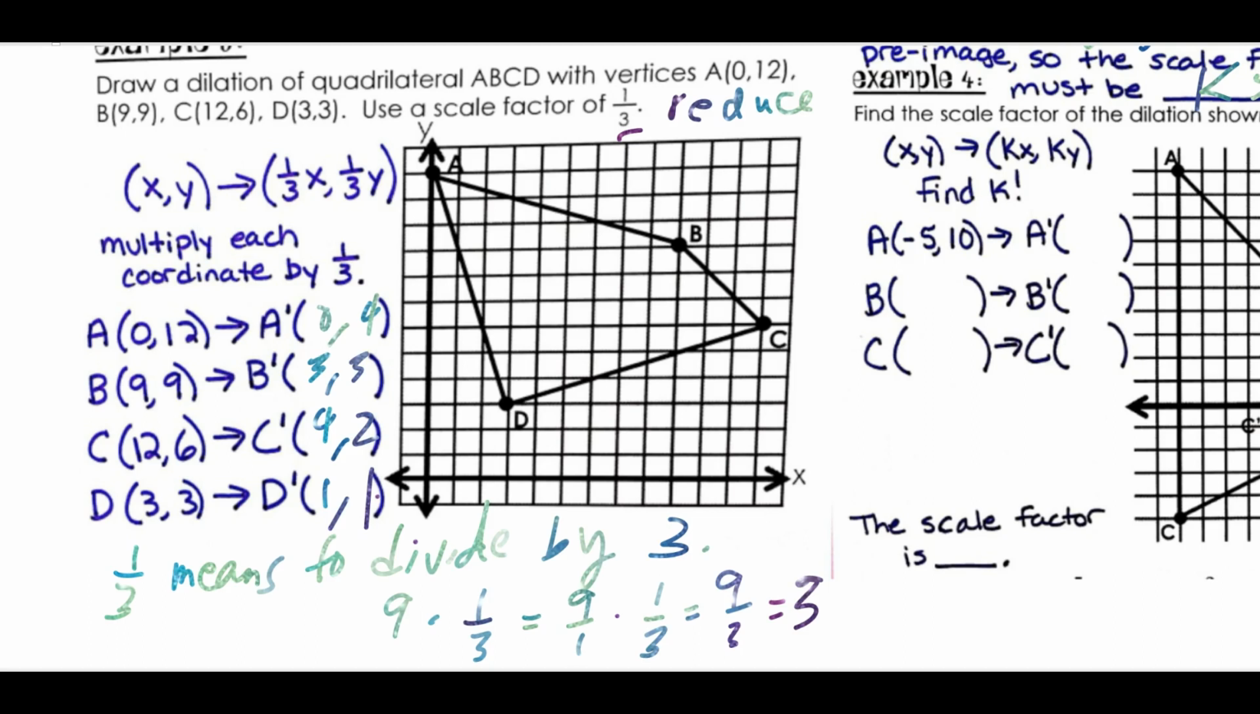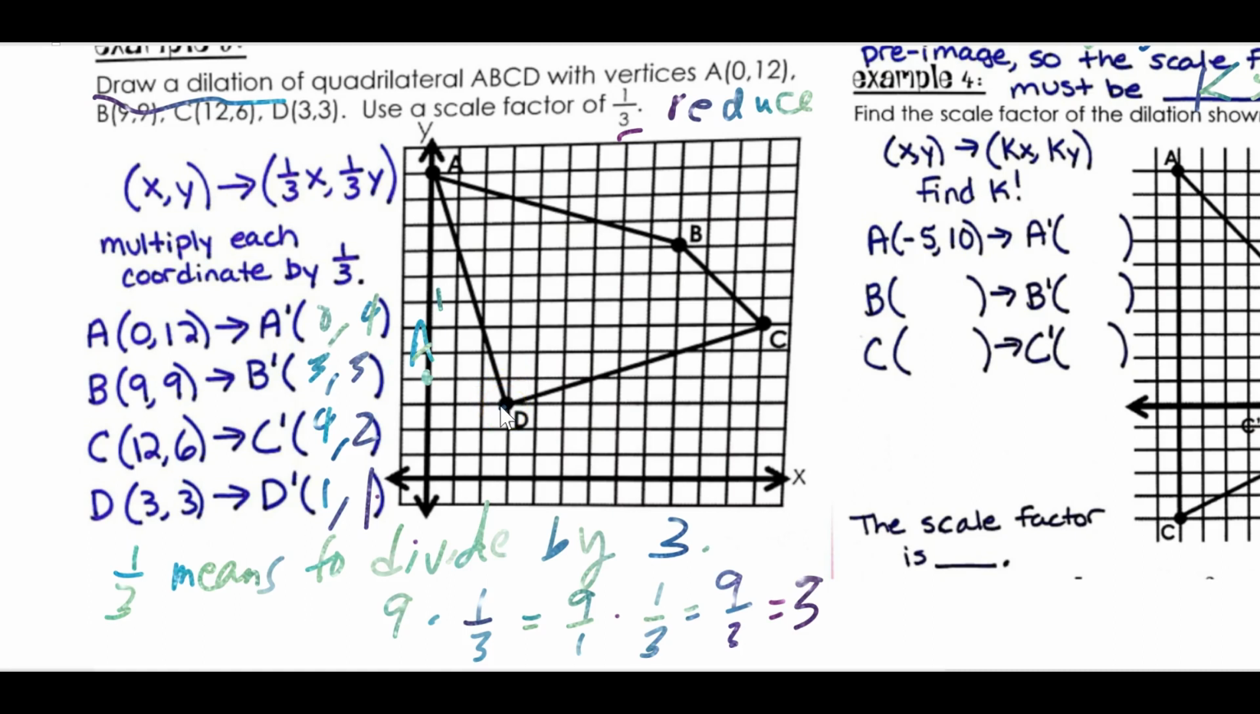So it says draw a dilation. So I need to go to 0, 4. So if I'm at 0 and I go to 4, 0, 1, 1, 2, 3, 4 is right here. And then I need to go to 3, 3. So I go over 1, 2, 3, 1, 2. Let me put my point, that's A prime. 1, 2, 3, 1, 2, 3.